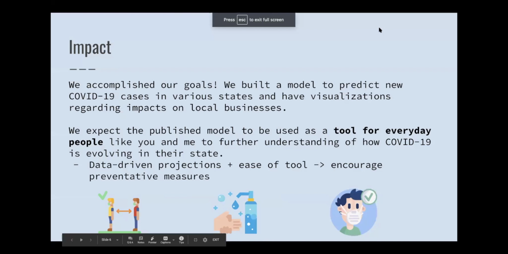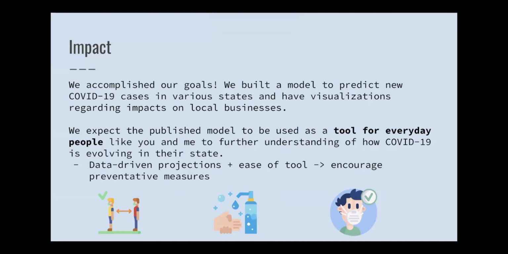Awesome. Thank you, Ashrita. And just to wrap up our presentation, by noting the impact that hopefully our model and our visualizations could have, we accomplished our goals of building a model to predict new COVID-19 cases and have visualizations that demonstrate the impact of COVID-19 on local businesses. In terms of how we want to use this model, we expect it to be used as a tool for everyday people just like you and me to further understand how COVID-19 is evolving in people's respective states.